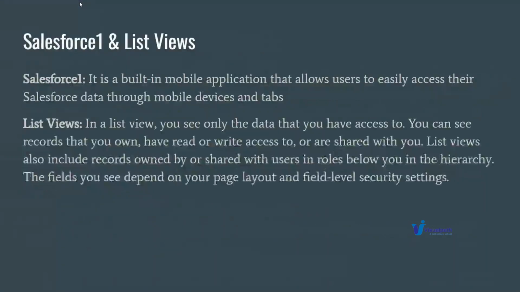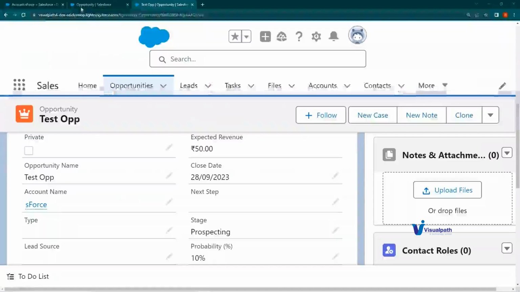Next part is Salesforce One and List View. Salesforce One is nothing but you can also try it out on your iOS device or your Android device. You just go to your Play Store or App Store and type in Salesforce One. You will find an app named Salesforce. Just download it. That is the mobile version of what you are seeing on this particular desktop. It will have a mobile version associated with it, and that app name is Salesforce.